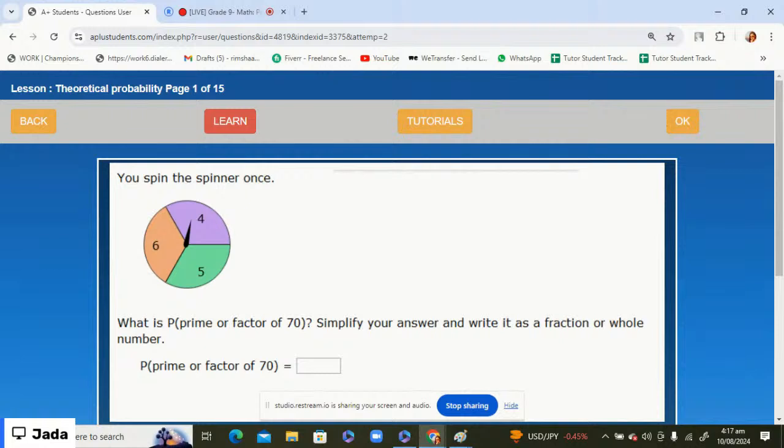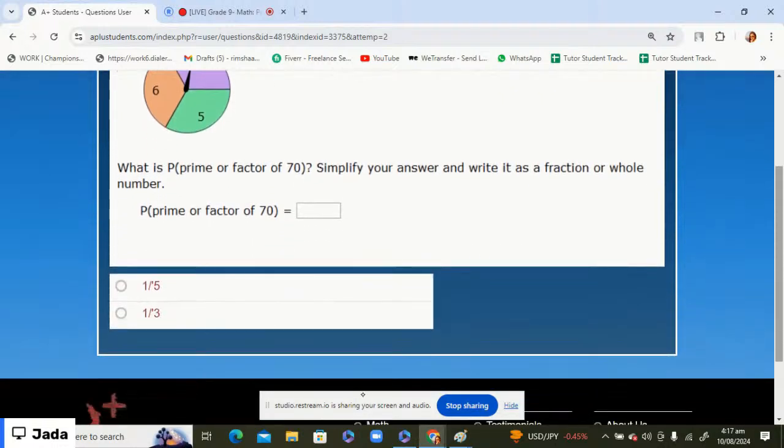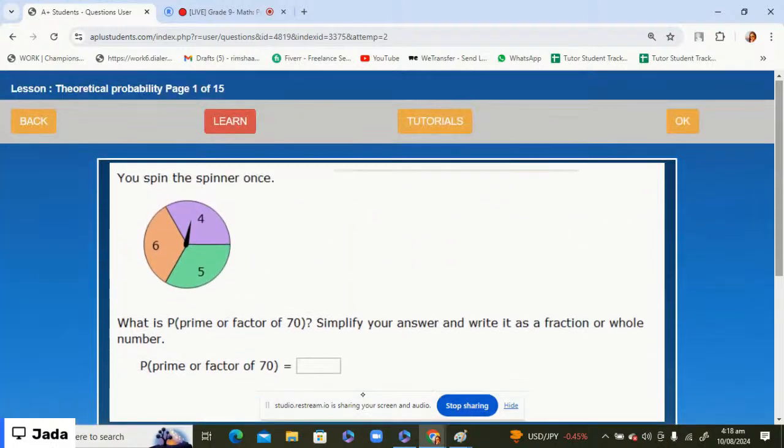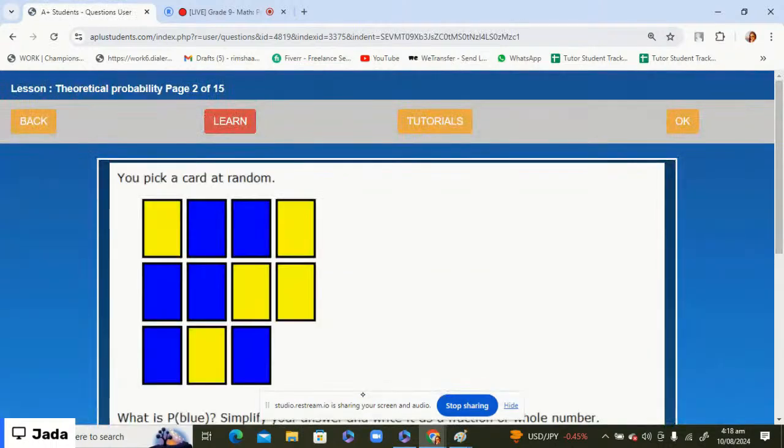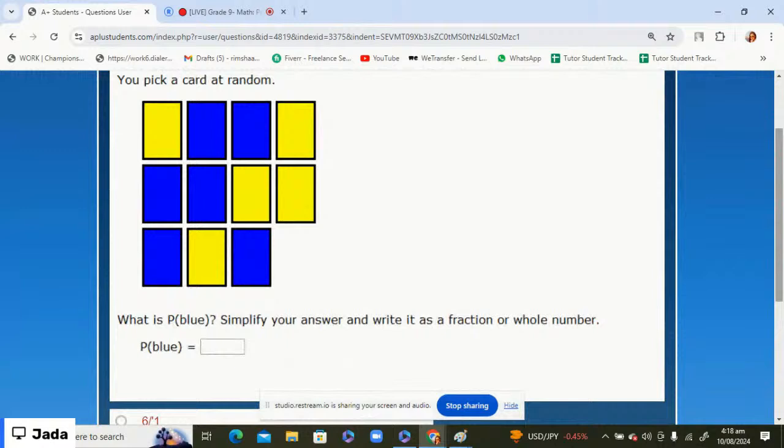Okay, so how many total? There are three columns, so basically the total is divided into three equal parts. And how many are you interested in? Only one. So the answer is 1 by 3. Sorry, 3 is the total and only 1 is prime. Got it? This is right. Let's do it.